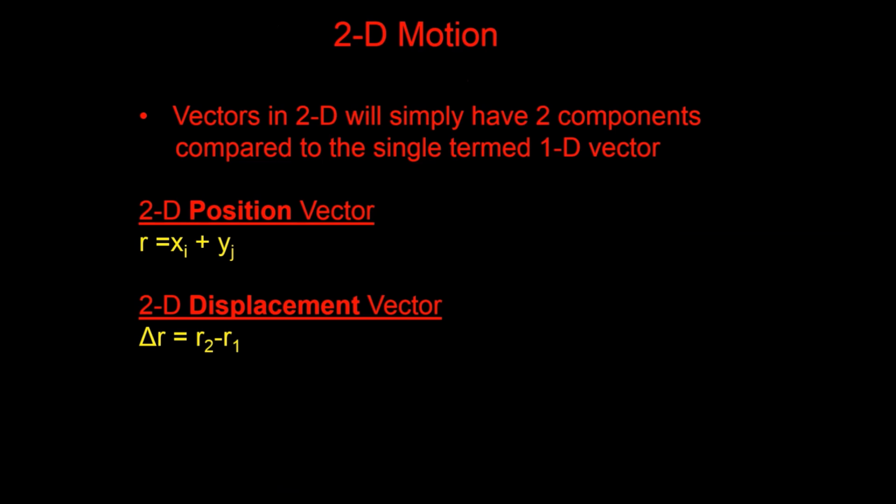So when we're talking about 2D motion, we can look at a situation where the vectors can be analysed in 2 dimensions, and they will of course have 2 components compared to the single-termed 1-dimensional vector. So a 2-dimensional position vector will have components in the x and y or i and j directions. So here is your position vector, here is your displacement vector.